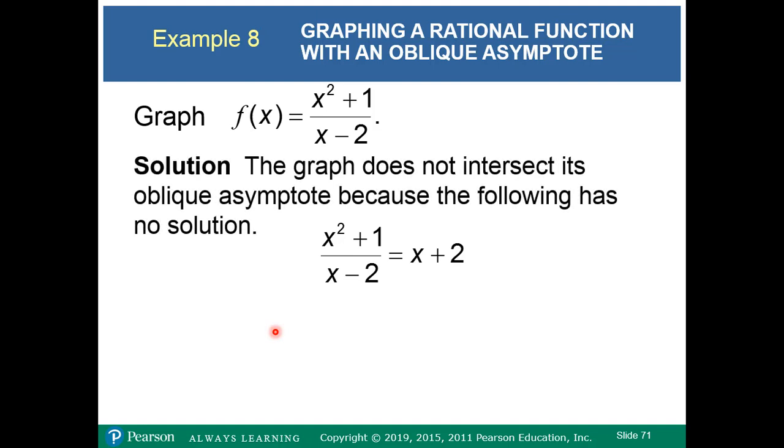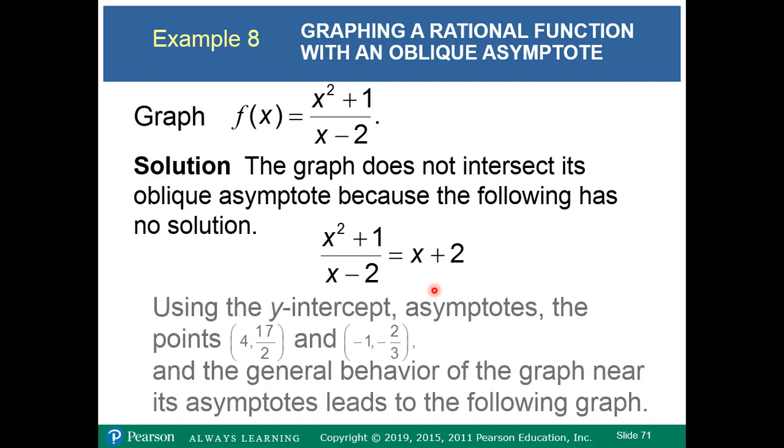Okay, so the graph does not intersect its oblique asymptote either. If you set this equal to the oblique asymptote and solve, the x's are going to drop out and you're going to get a false solution again.